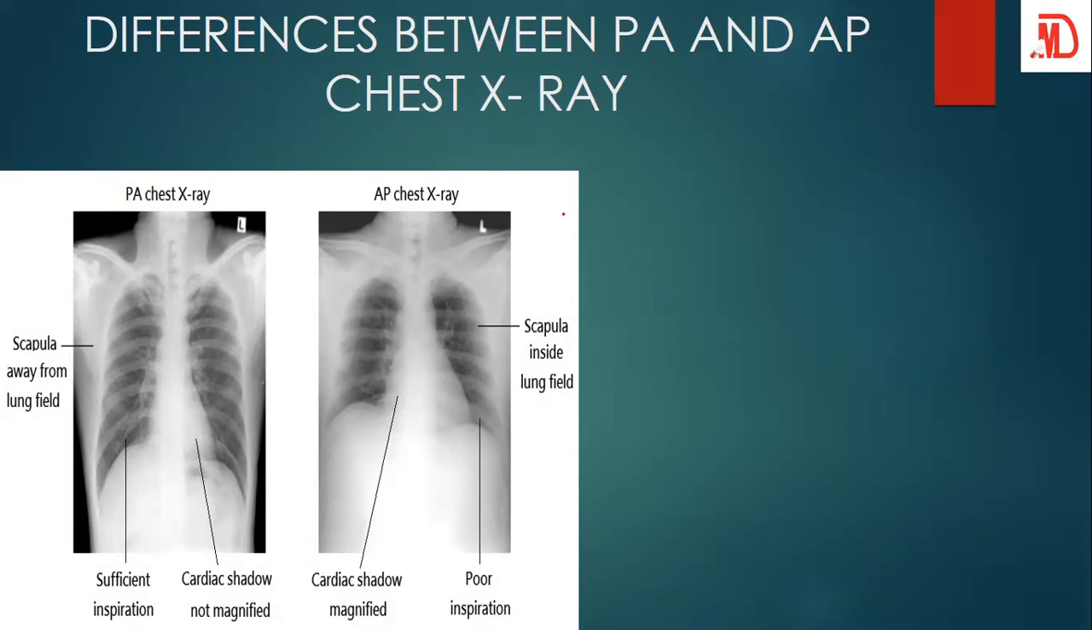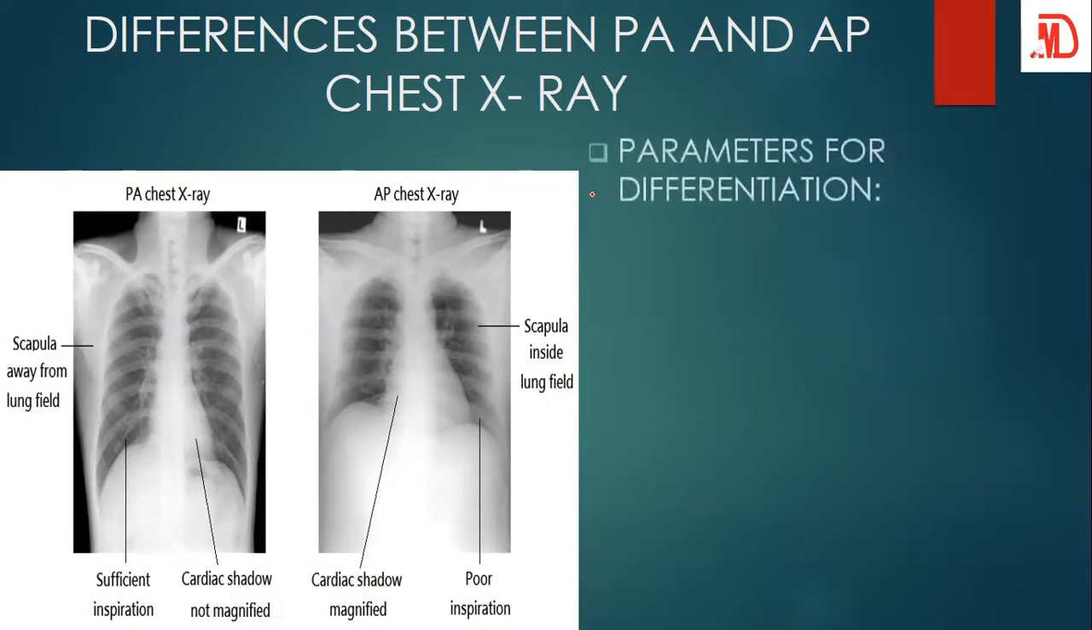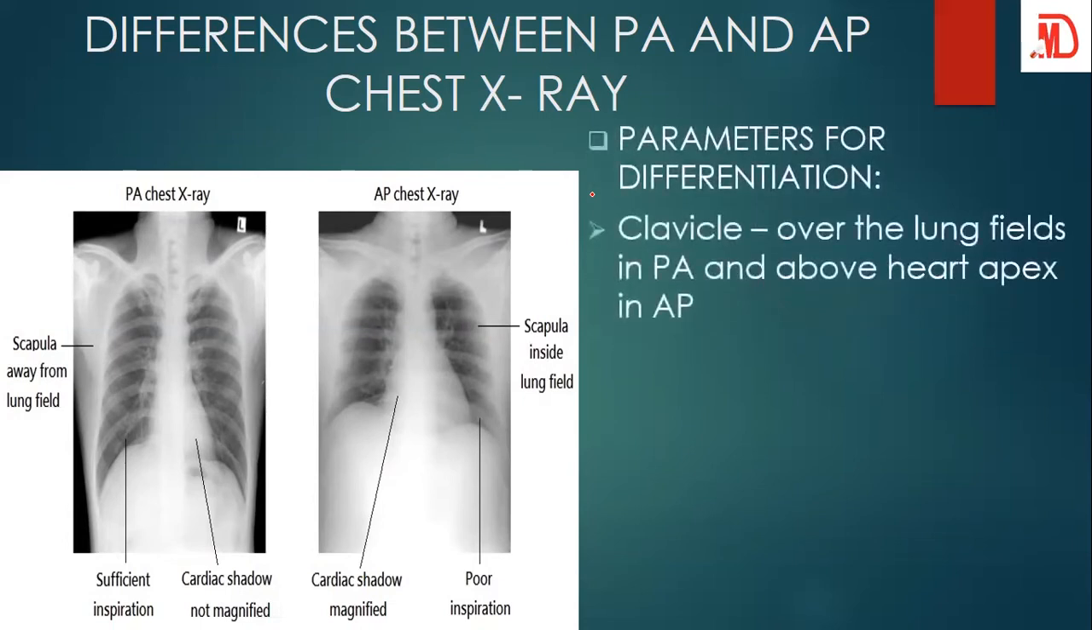And then one of the reasons we will illustrate over here. What are the parameters for differentiating between the AP and the PA? If you are given an x-ray, sometimes they don't tell you whether it's an AP view or a PA view, so you have to tell just by looking at it. We have some parameters to look out for when you are going to do that. One of the parameters is the clavicle. You use the clavicle as a landmark to help you. The clavicle is usually all over the lung field in a PA view, and when you take the AP view, it is above the apex.